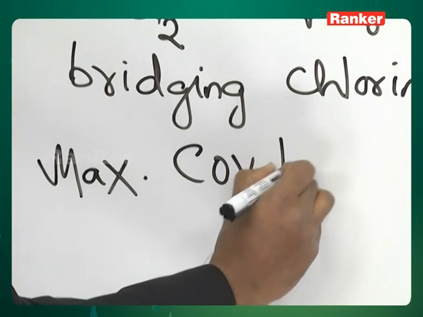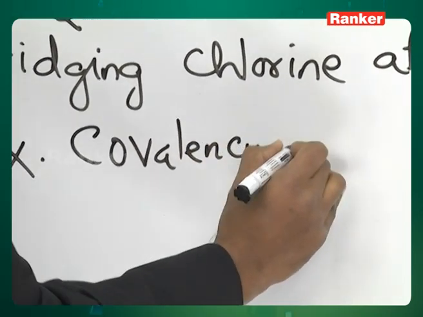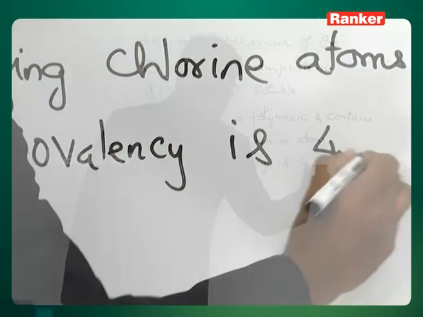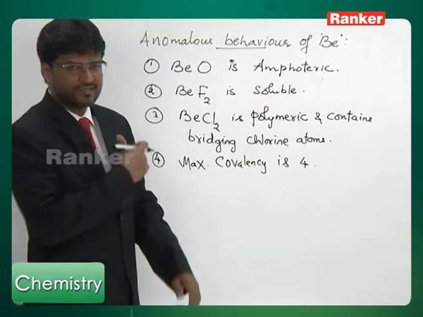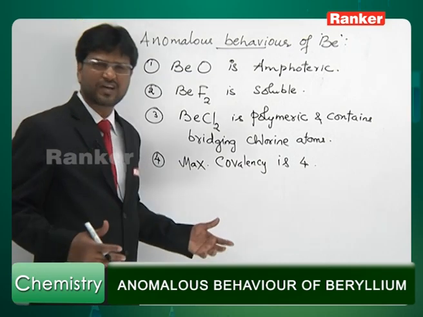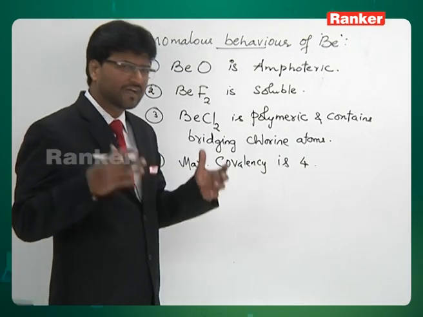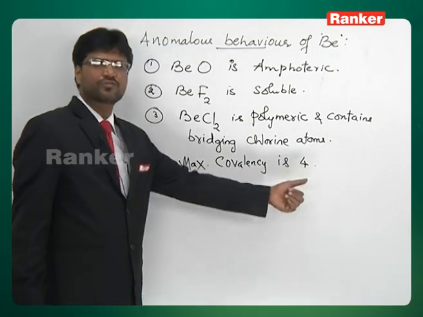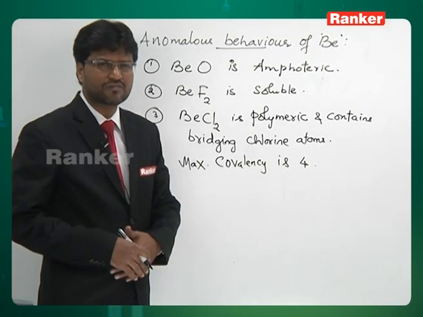Maximum covalency is 4. Beryllium, unlike other alkaline earth metals, does not have a vacant d subshell in its valence shell. That's the reason why beryllium can have a maximum covalency of 4. Its covalency cannot go beyond 4.